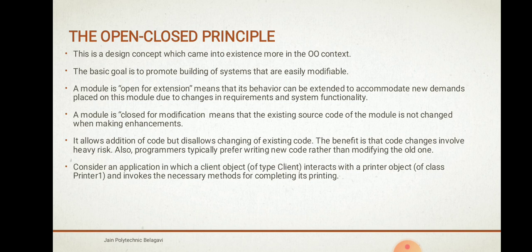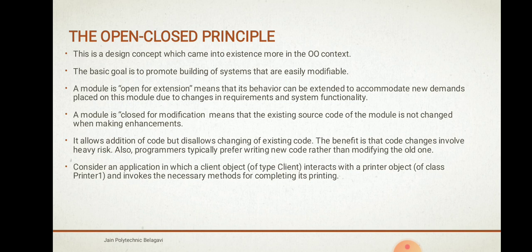The benefit is that code changes involve heavy risk. Also, programmers typically prefer writing new code rather than modifying the old one, because if you have written 50 lines of code and want to modify all 50 lines, it will be very difficult. So programmers will prefer writing new code above those 50 lines. If the 50 lines of code are there and you want to add new code, the programmer will prefer to write the new code after the 50th line.